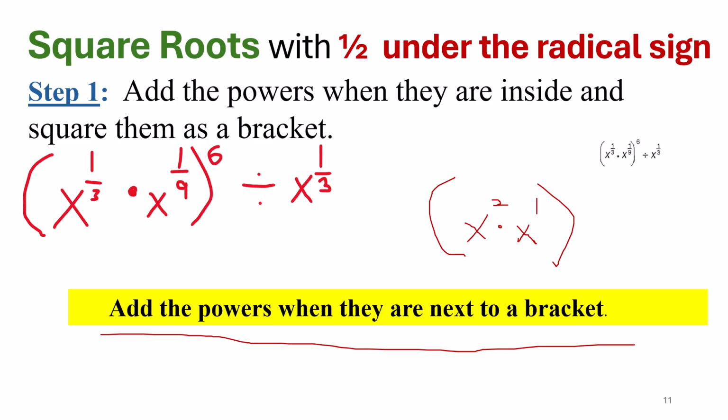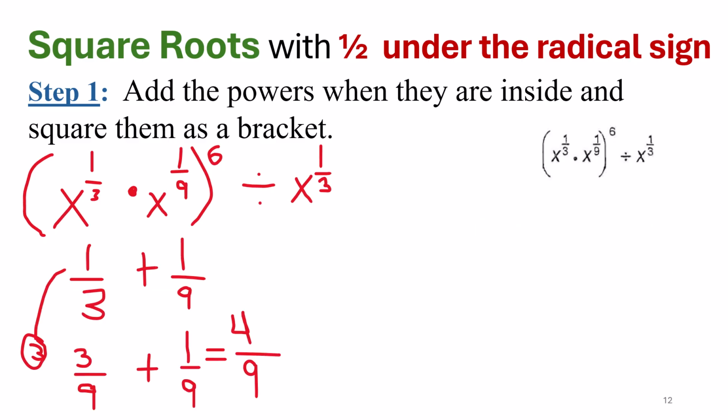You add the powers, because they're inside a bracket. And then you multiply whatever answer is inside the bracket. If you had a 6 here, you multiply. So we're going to go through this: x to the 1/3 times x to the 1/9, all of that to the 6.